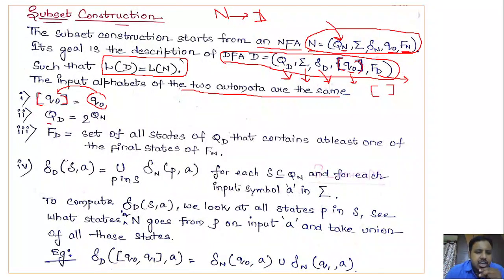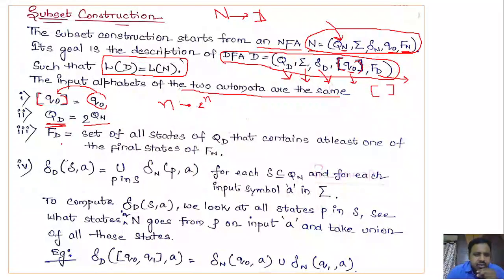Next, QD, the set of states in the DFA, is equal to 2 power Qn. As we considered in the synopsis point, if an NFA has n states, then its equivalent DFA can have at most 2 power n states. So if Qn is the set of states in the NFA, then the DFA can have 2 power Qn states.